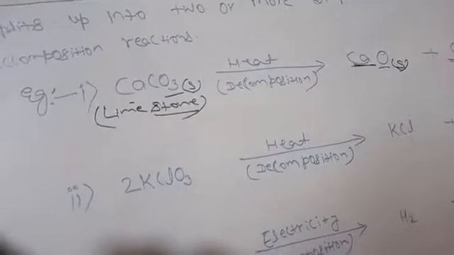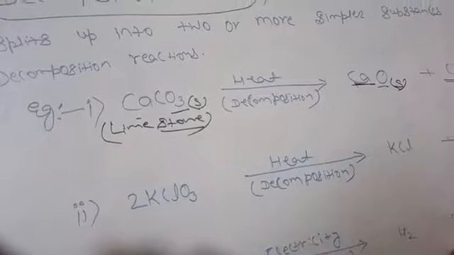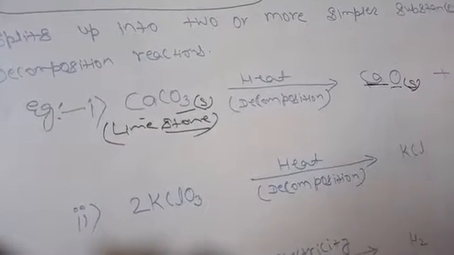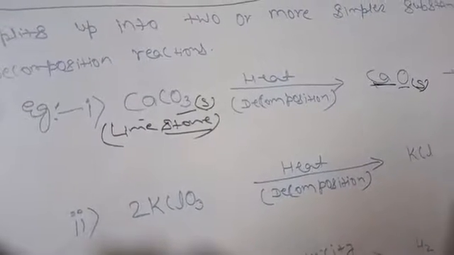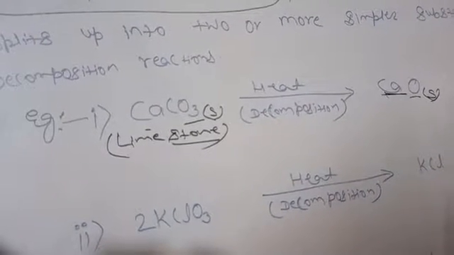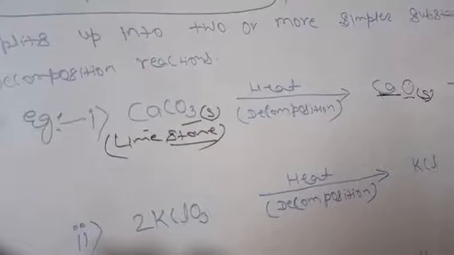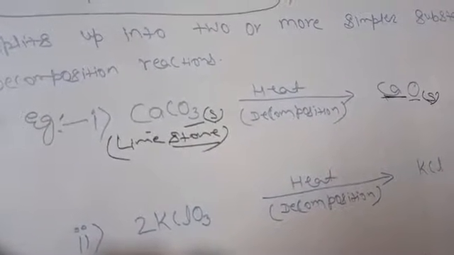So here you can see in this reaction that one substance, calcium carbonate, is breaking up into two simpler substances. One is calcium oxide and the second is carbon dioxide. So this is a decomposition reaction. Calcium carbonate is also called limestone, and the calcium oxide formed is called lime or quicklime. Okay, so this is the calcium oxide.